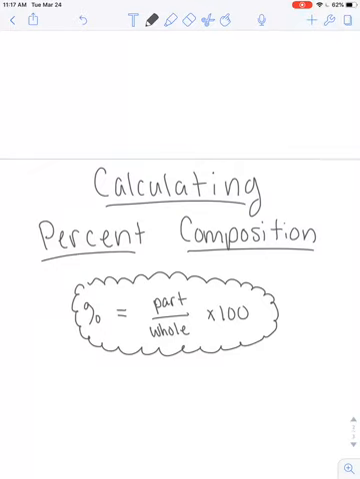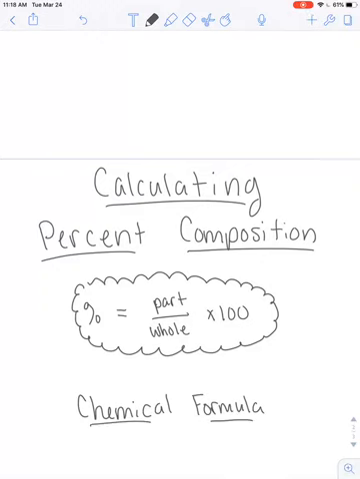So I'm going to show you how to calculate the percent composition of a compound, and we're going to look specifically at how to do that from the chemical formula. Sometimes you'll be given a chemical formula of a compound and asked to calculate the percent composition of that.